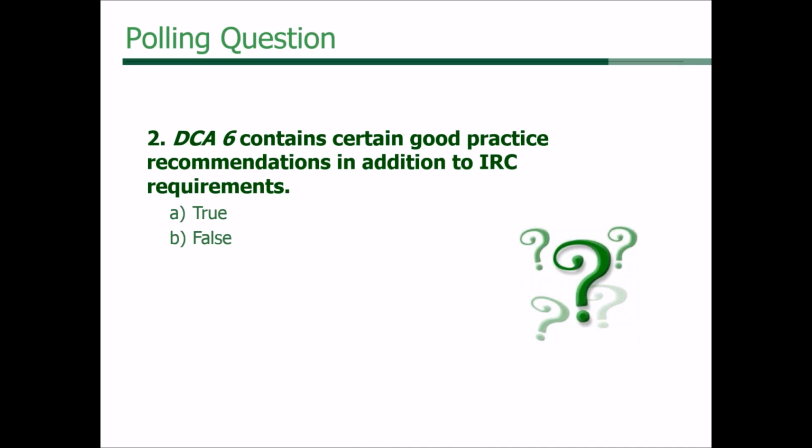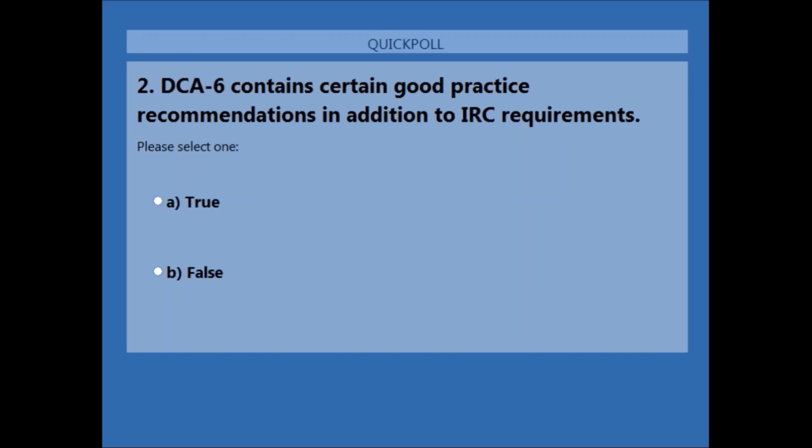So this is the first polling question, and we just talked about it, so hopefully everyone will get it right. Alrighty, here we go. DCA6 contains certain good practice recommendations in addition to IRC requirements. True or false? All right, 70% have voted.